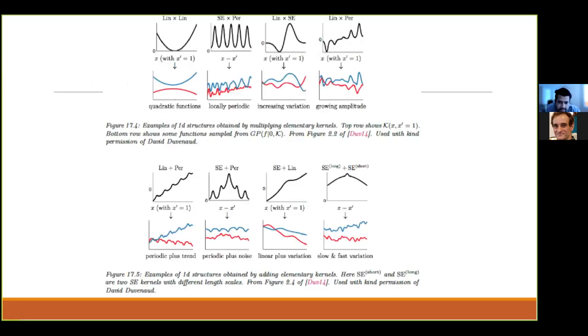So here's the figure that tries to represent that. We could say the top figure represents the multiplications and the bottom figure the additions. This figure is complicated again.